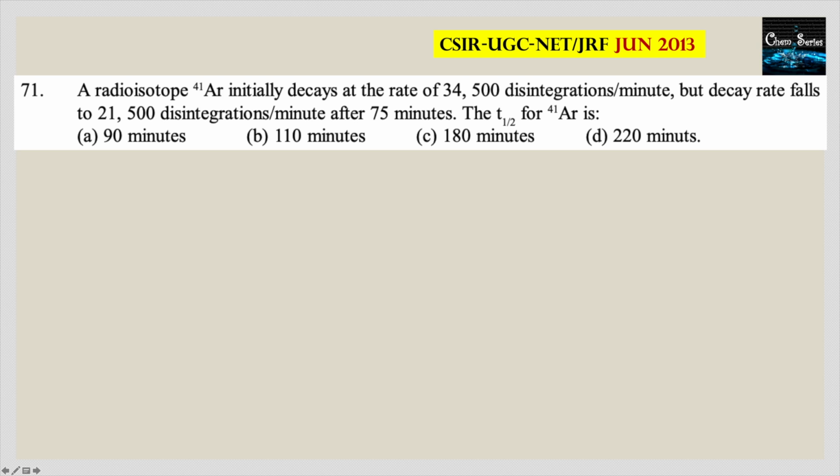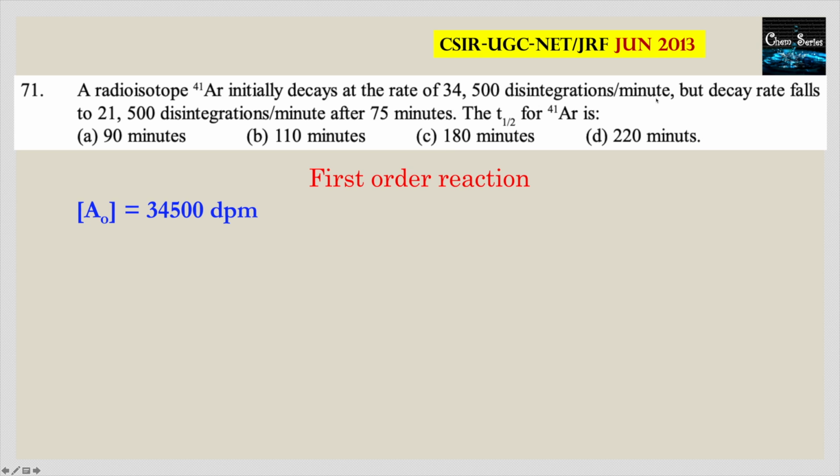These are the data being given. First, you have already seen that all radioactive decays are first order reactions, right? So this argon decay is also a first order reaction. So as we discussed before, A naught is 34,500 dpm.